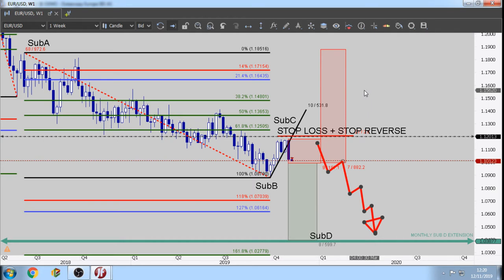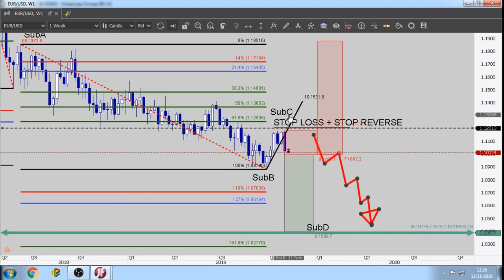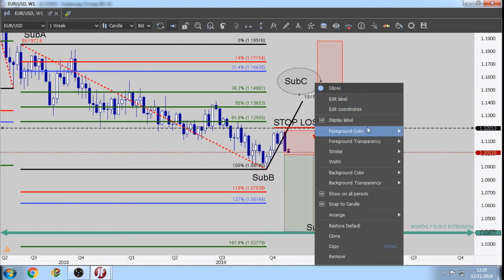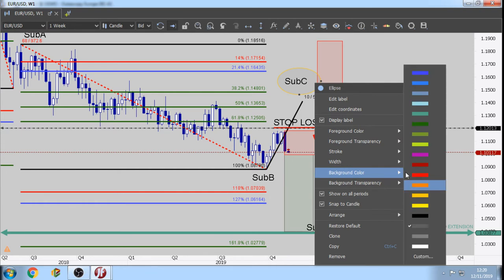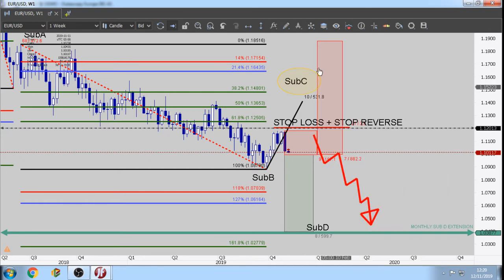Because you're looking to make pips if it reverses. Yes, your answer is correct, but the answer that I was looking for: because I don't have a confirmed sub C, everybody, my trade is a 50% trade. According to the Fibonacci, I have 50% chance to win.